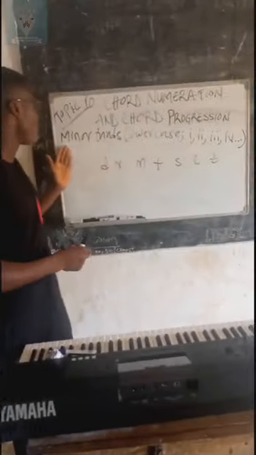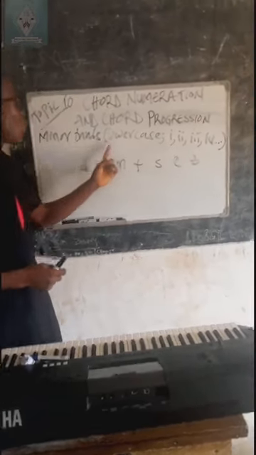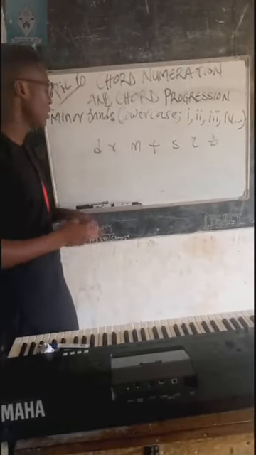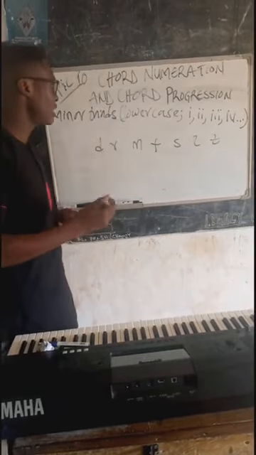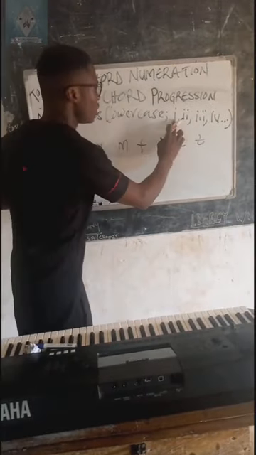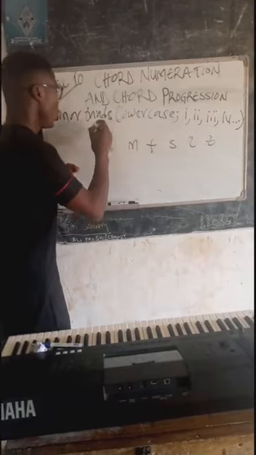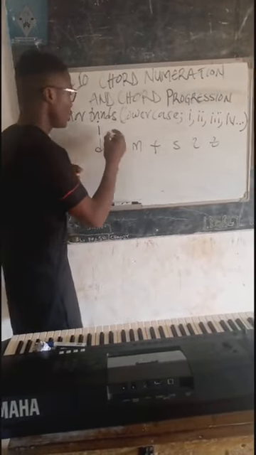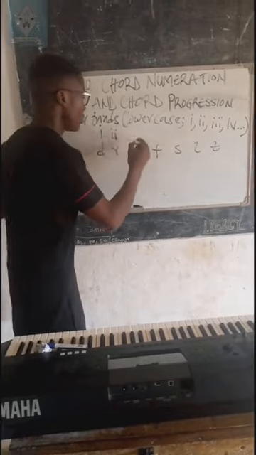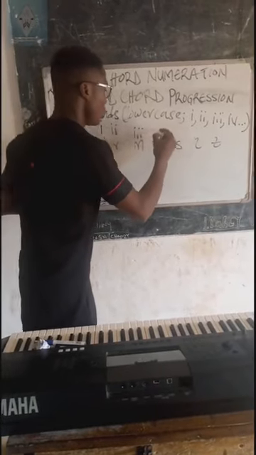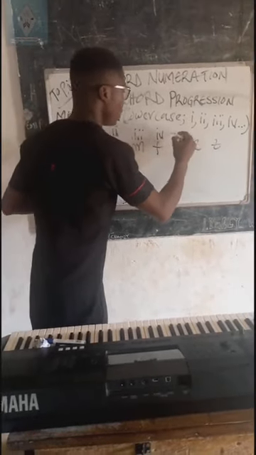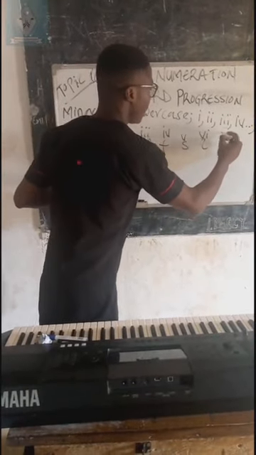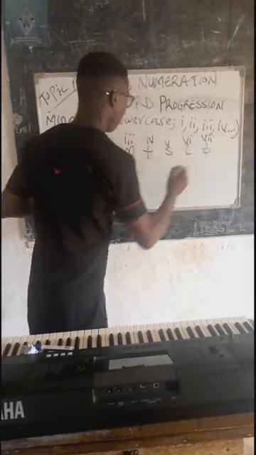Now, in the aspect of minor triads, we use lowercase Roman numerals to name or number minor triads. As we said earlier, we use 1 to name do, the chord built on do, because it is the first note. We use 2 for re. We use 3 for mi. We use 4 for fa. We use 5 for so. We use 6 for la, and we use 7 for ti.